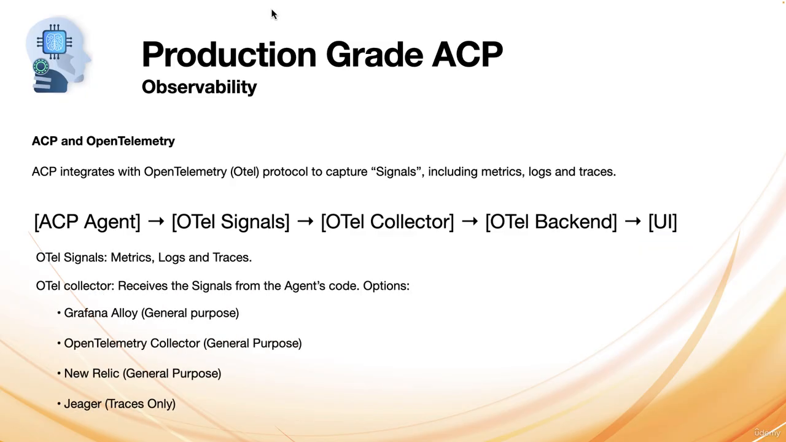Now let's see some of the options that we have for OpenTelemetry collector. For OpenTelemetry collectors, you can use Grafana Alloy, for example. You can use the standard OpenTelemetry collector, which is general purpose and open source. If you prefer a SaaS solution, you can use New Relic, or you can use Jaeger. Jaeger is only used for traces, not for metrics and logs.